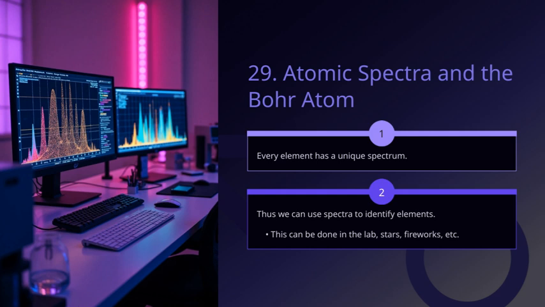The key idea here is that we can use spectra to identify elements. And what's fascinating is that each element has a unique spectrum, kind of like a fingerprint. This uniqueness allows us to determine what elements are present just by analyzing their spectral lines. So, understanding atomic spectra is essential because it helps us connect the tiny details we observe in spectra to the larger picture of the atomic structure, which is a core part of understanding the Bohr model and how atoms behave.